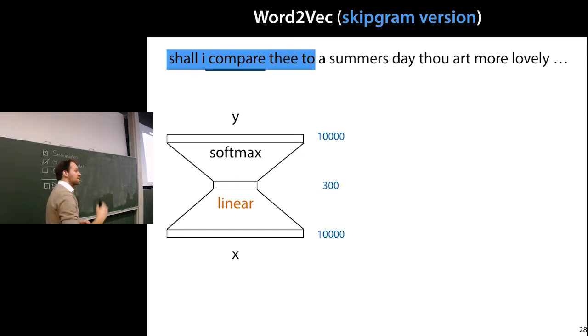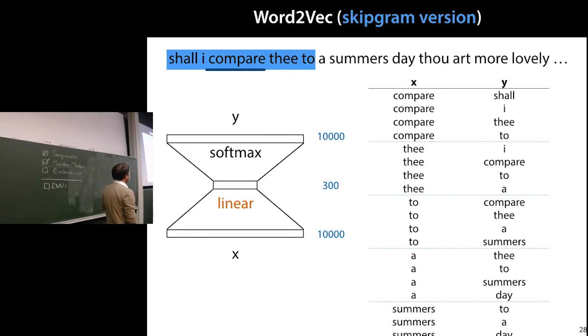And context we just define as a fixed distance. So we take what we call a sliding window of five words. We pick the middle word as our target word, which is going to be x. And if the word shall occurs in the context of the word compare, then the word shall should have a reasonably high probability on the output. So we take a big corpus of text, and we slide this window along, and we create this training data set. So for the word compare, we put the word compare on the input 4 times for every time it occurs in the text. And we put its 4 context words, two to the left and two to the right, on the output. So this is our training data that we're going to feed to this neural network.